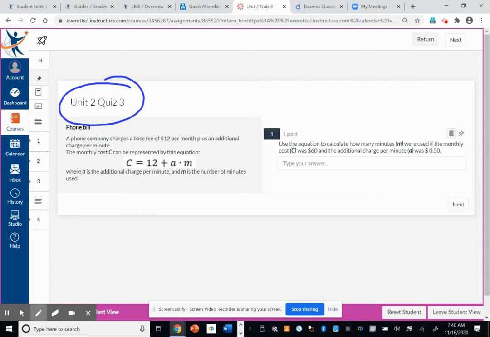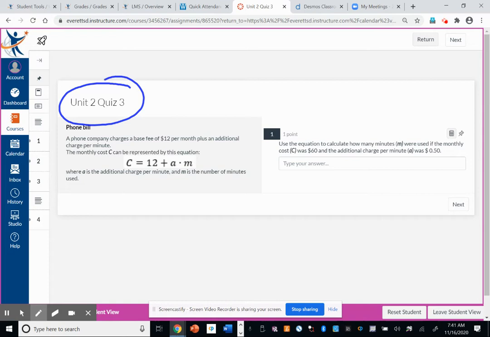All right, the first question says, a phone bill company charges a base fee of $12 per month plus an additional charge per minute. The monthly cost, C, can be represented by the equation C equals 12 plus A times M, where A is the additional charge per minute and M is the number of minutes used. Number 1 says, use the equation to calculate how many minutes were used if the monthly cost was $60 and the additional charge per minute, A, was 50 cents.